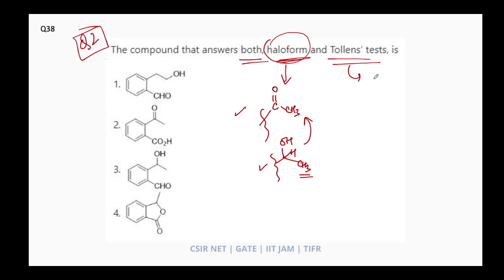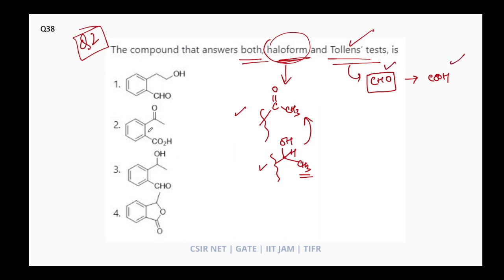Tollens test is given by the aldehydes basically, which can be converted into COOH by the Tollens reagent. I just hope that you remember Tollens reagent, ammoniacal silver nitrate. So what's going to happen, guys? You have ammoniacal silver salt that is going to work as a very mild oxidizing agent to convert the CHO into COOH, right?